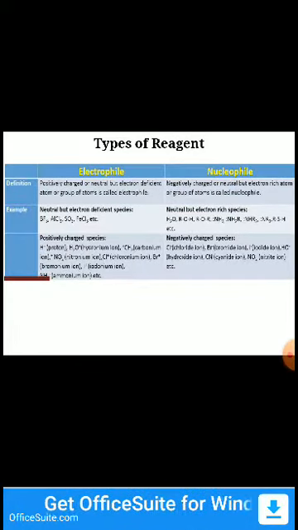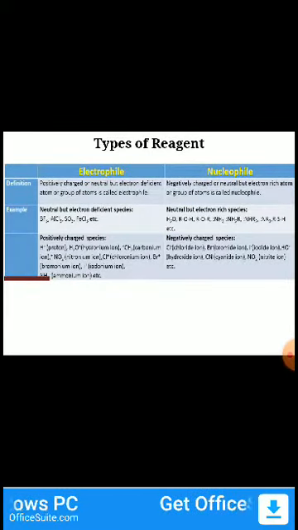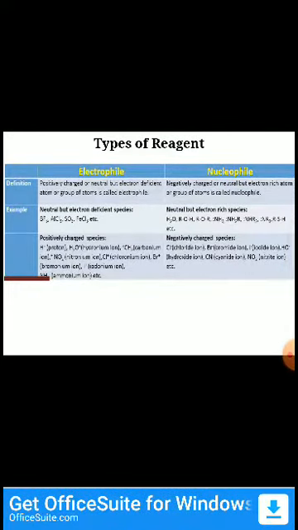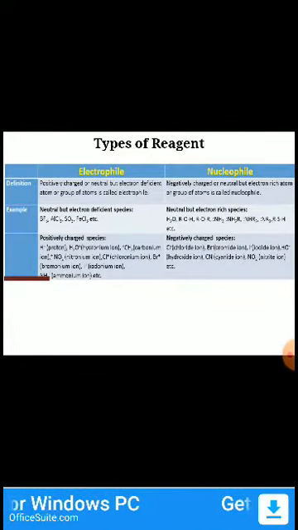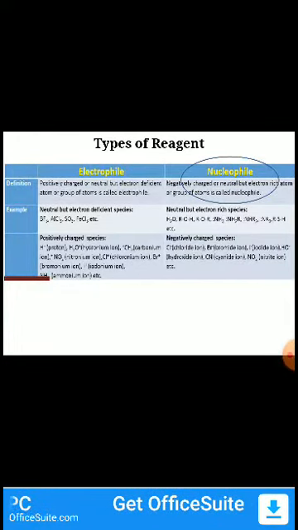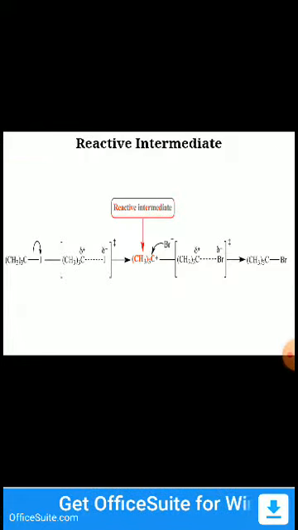Similarly for nucleophiles. Nucleophiles are negatively charged, or neutral but with more electron density, like water and ROH, where oxygen has a free lone pair of electrons, and NH3, where nitrogen has a free lone pair. That means these molecules are electron rich. Negatively charged species like Cl-, Br-, I- all act as nucleophiles. So here we mostly discuss the nucleophile.